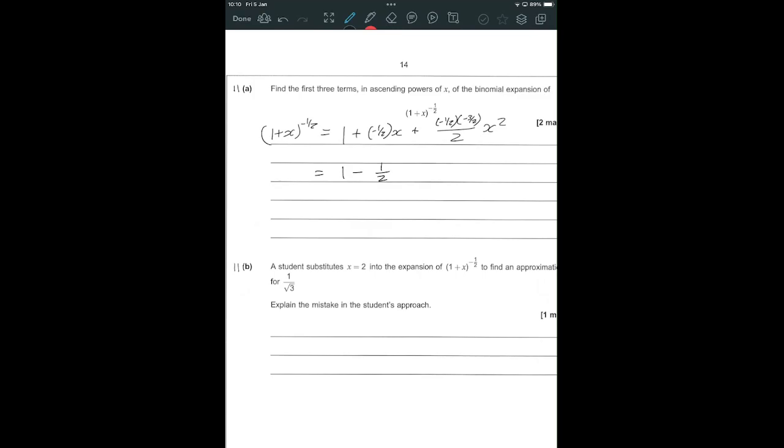So now let's simplify it. The next term is going to be positive 3/8 x squared. I've lost my x there. I'm going to put plus dot dot dot because I've used the equal sign.